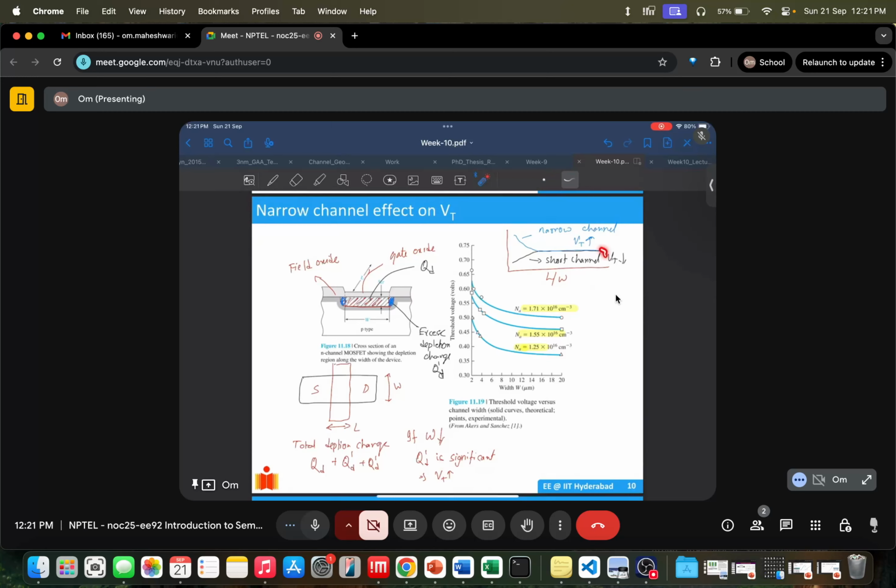So with length, your threshold voltage reduces. With width, your threshold voltage increases.